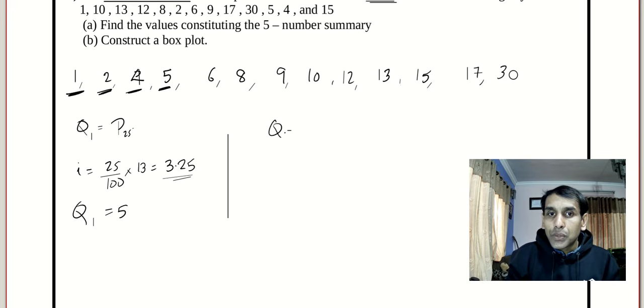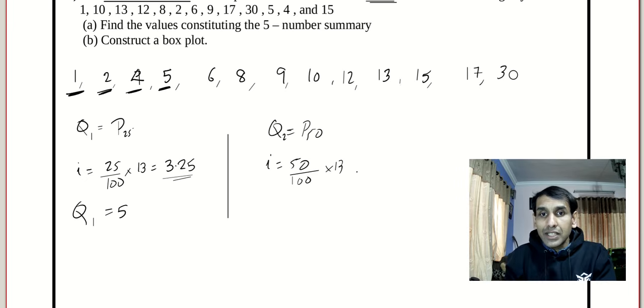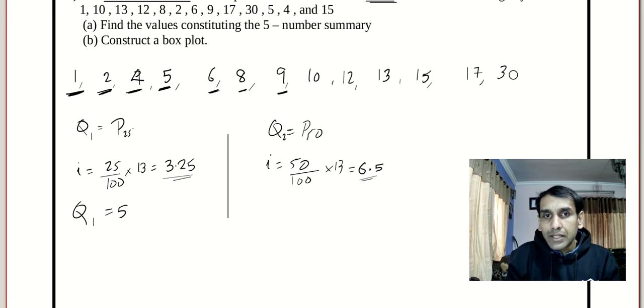Once more, quartile 2 is equal to P50 and index will be 50 divided by 100 into 13. Sorry about my handwriting, I'm doing it in a very messy way. So we got 6.5. Is this an integer or a decimal? Decimal. Round up means tell me the integer just above 6.5. 1, 2, 3, 4, 5, 6, 7, 9. So quartile 2 is 9.